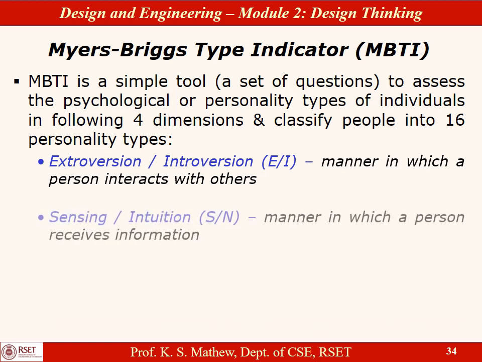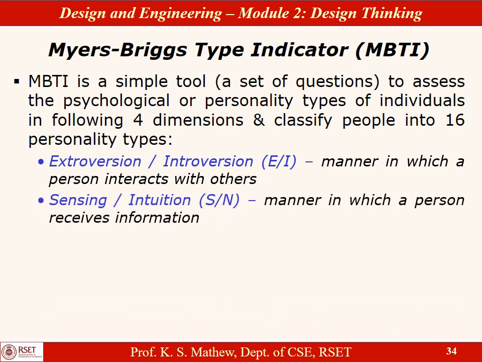That is one dimension. The second dimension is sensing and intuition. Usually people sense or perceive information using senses. What you see, what you hear, what you feel, all that will give you a lot of information about the surroundings. But there are some people who perceive information from their intuition. So that way we can classify people, whether the person is perceiving information using senses, what they see and what they hear, or receiving information from intuition, S or N.